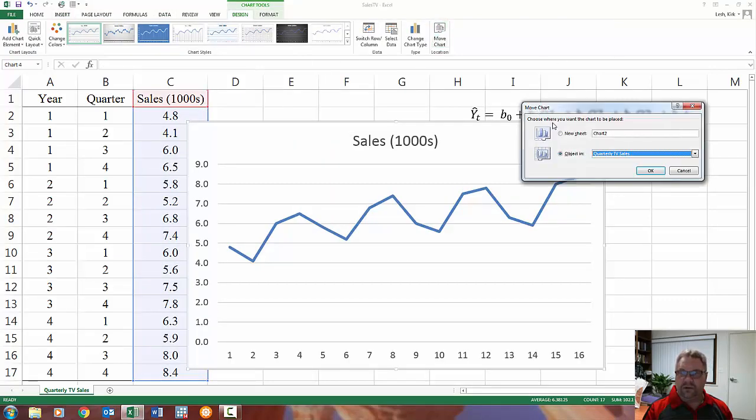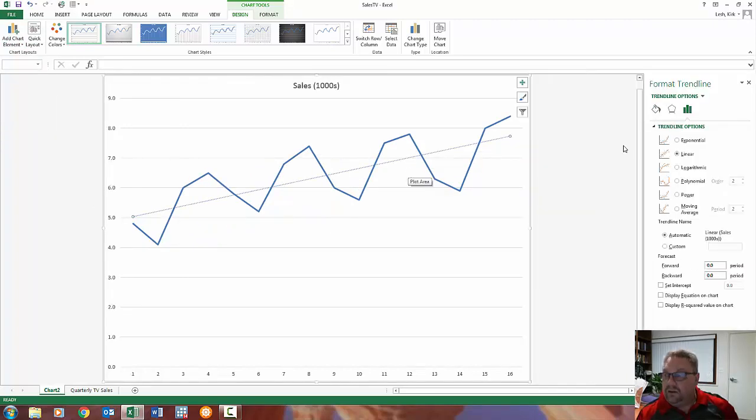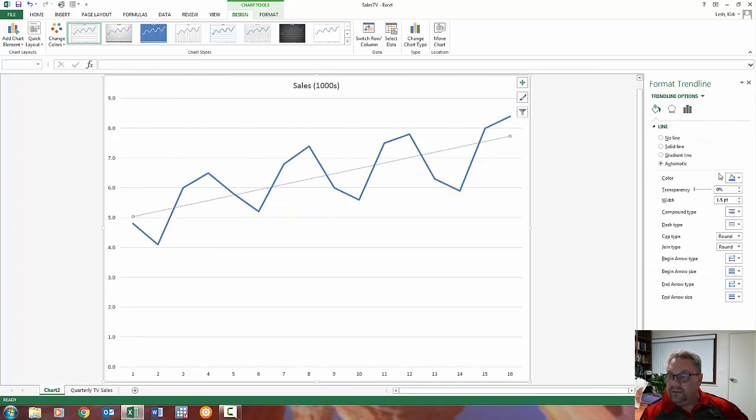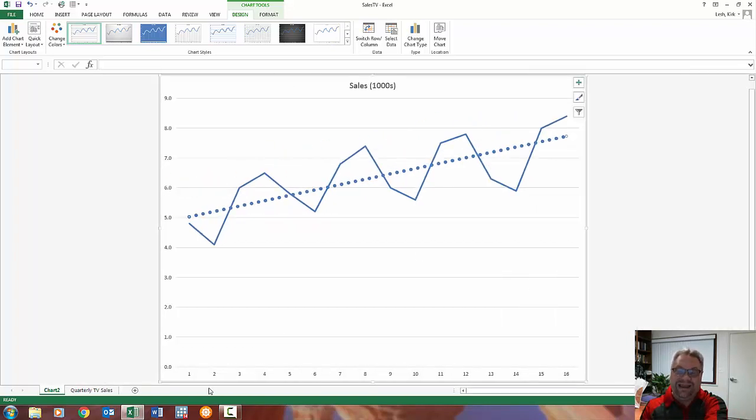Okay, and I'll move it to a new sheet so you can see it better. Right, and then add my trend line. Okay, I'll make this bigger for you. Okay, that's good enough. Right, and then I want to change my x-axis so that I can get a much better idea of any potential seasonality.